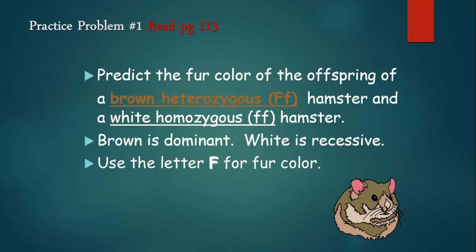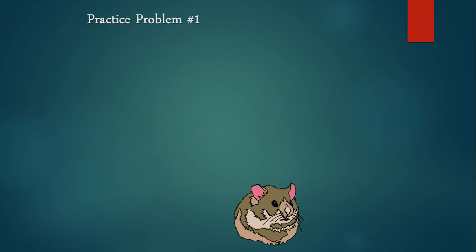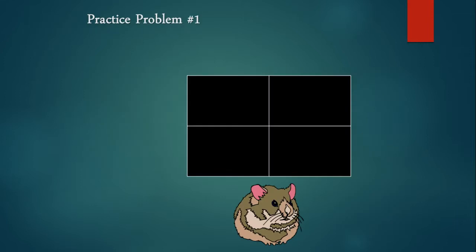Okay, now that you've tried to do this on your own, let's see if you were right. First, draw your 4 boxes. Then, separate parent 1's alleles on the top. In this case, we're looking at the brown hamster. It doesn't really matter which parent you put on the top and which parent you put on the side. But one of the parents was capital F, lowercase f. Notice that you only write one letter above each box.